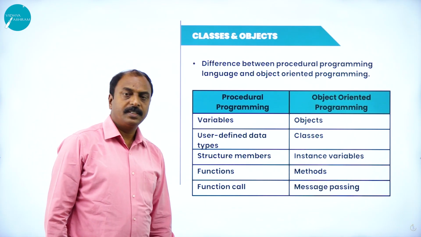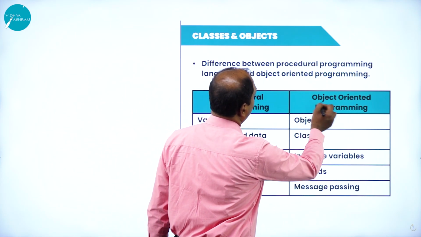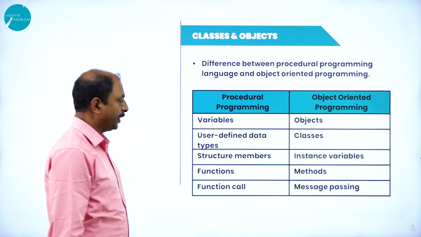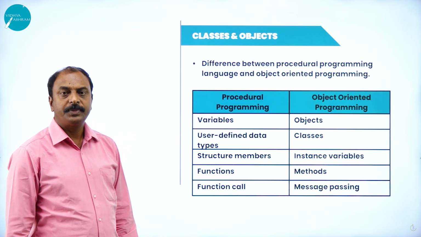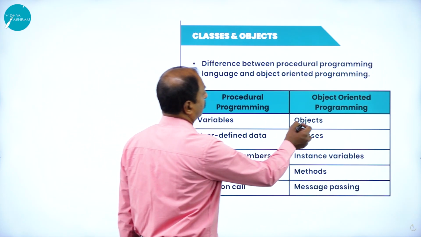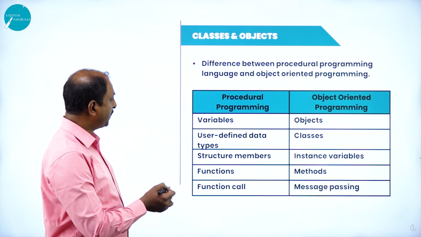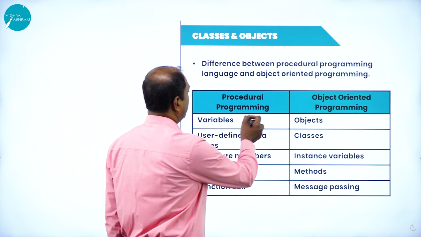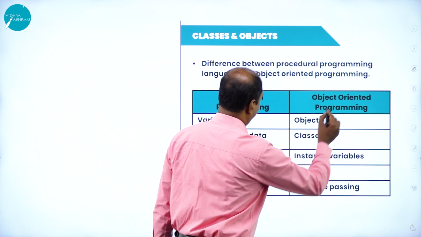Let us start with the difference between procedural programming and object-oriented programming. So far in our previous lessons, we have discussed object-oriented programming. Now let us differentiate between object-oriented programming and procedural programming. You can look at the table here. Under procedural programming, we are dealing with variables, and here are objects.